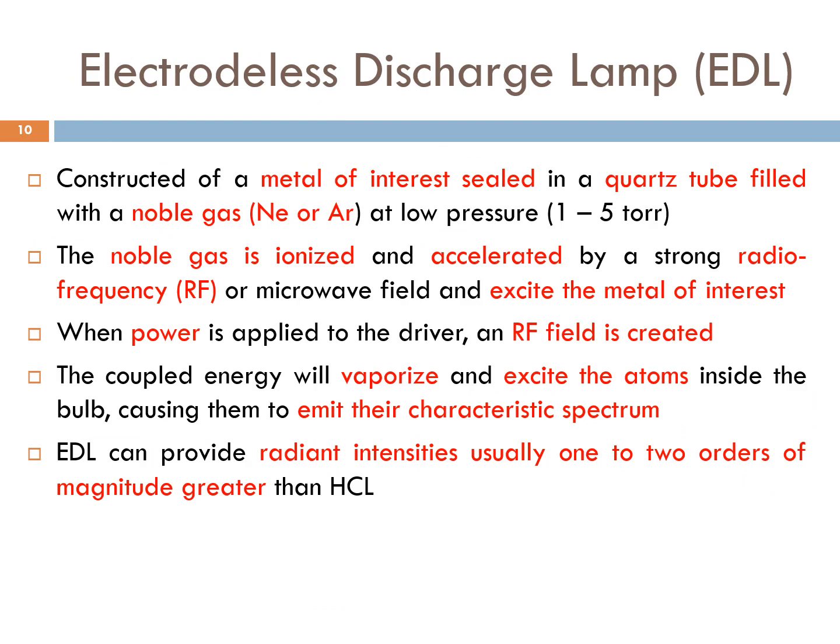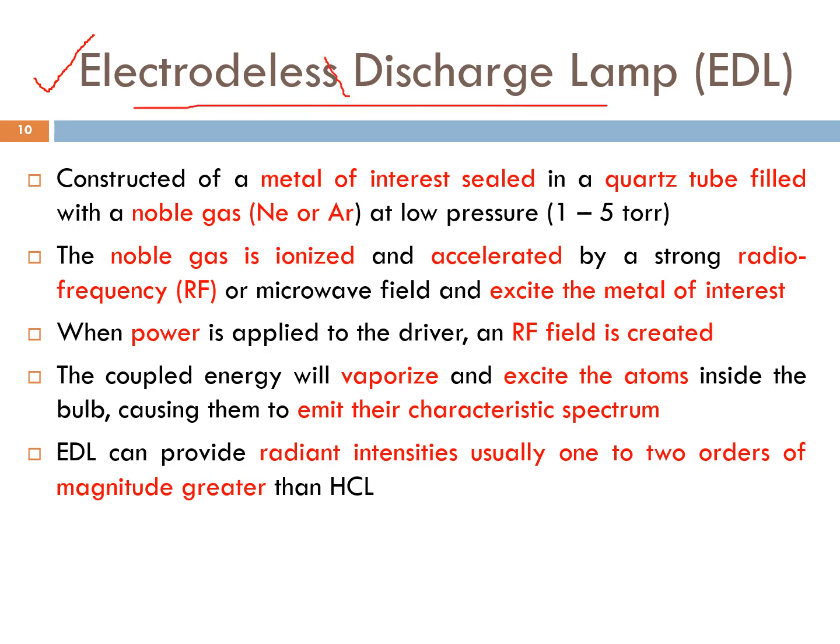So in the hollow cathode lamp, we can change the metal inside the cathode. If we want to analyze ferrum, we must use a cathode made of ferrum. And if we want to analyze magnesium, we must use a cathode made of magnesium. Okay, so the second type of source is the electrodeless discharge lamp.